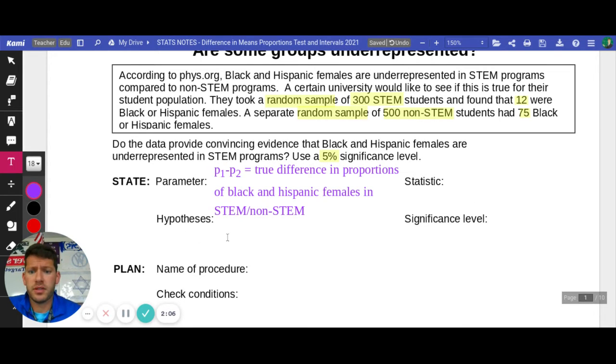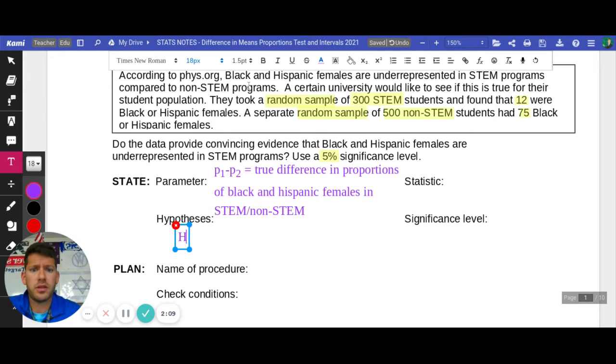So our hypotheses. Our null hypothesis for these types of scenarios, H sub 0, will be that P1 minus P2, that difference in proportions, is actually that there is no difference, that it equals 0.